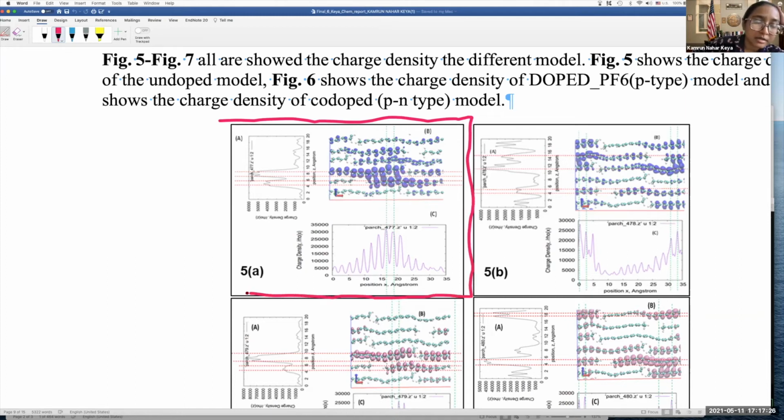So here we are able to see the charge density graph for that one, the 5A. It's for the HOMO -1, and this one is for the cis polyethylene undocked model. Means there is no dopamine or anything included there. And the blue one that we are able to see, like a cloud, is the 3D isosurface.